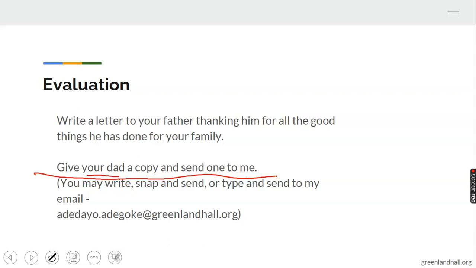You may write, snap and send. That is, you may write on a paper, then you snap it and you send to my mail, or you type and send to my email.